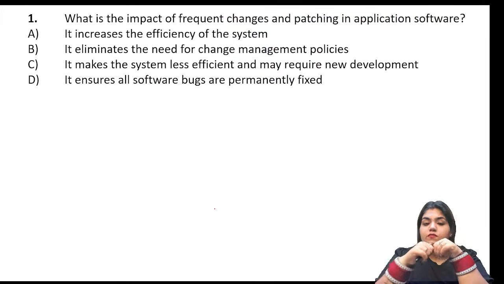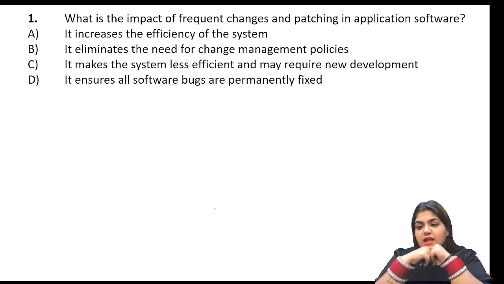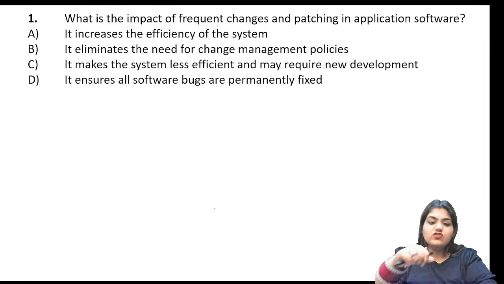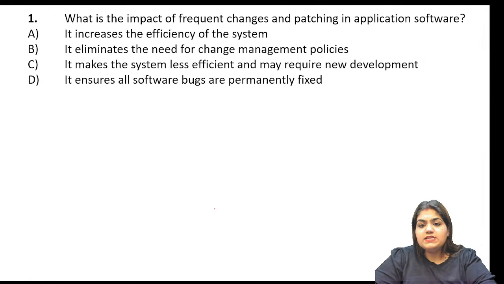Next, question number 1. What is the implication of frequent changes and patching of official application software? This helps us that nobody can get into the data. This helps the data become developed. It makes the system less.